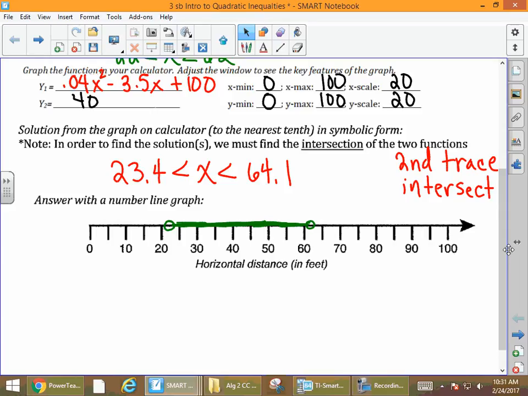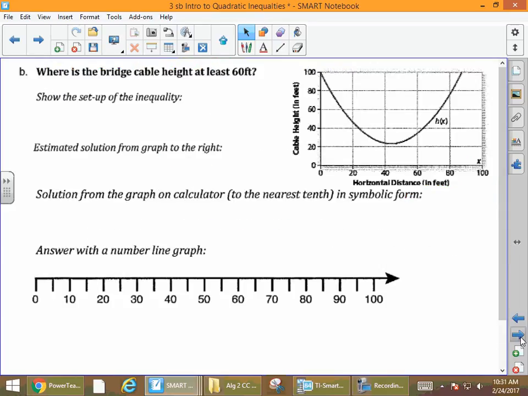As we look farther down on the paper now, to part B, going to be looking at this similarly. Same picture, different situation now. Where is the bridge cable height at least 60 feet? Well, let's draw in our line at 60 feet. And I wish I would have made that a blue line, but oh well. What we're looking for is, where is it at least 60 feet?